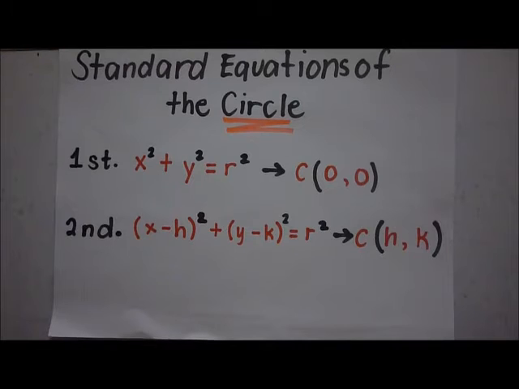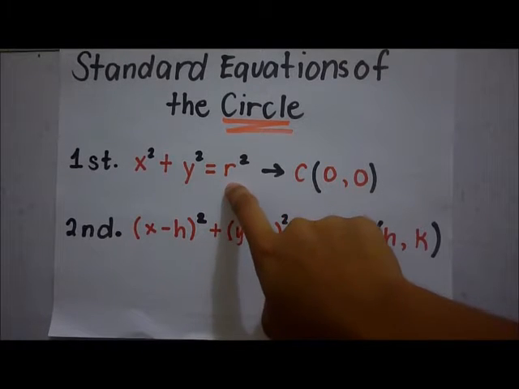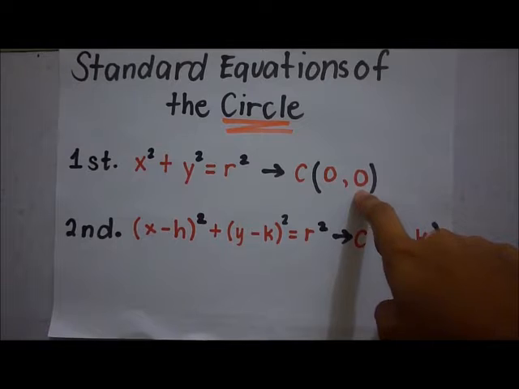I'm here to teach you about the standard and general equations of the circles. These are the standard equations of the circle. The first equation is x squared plus y squared is equal to r squared, when the given center of the circle is at the origin.